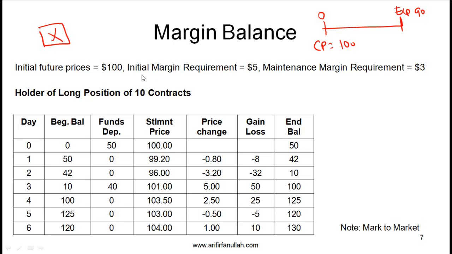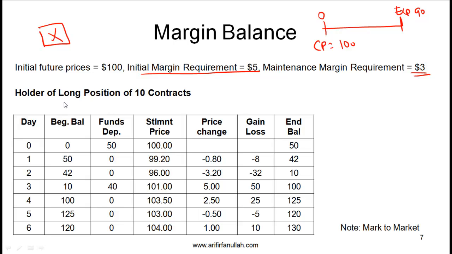If we have an initial margin of 5, this means that on a per contract basis, to get into this trade, you need to post $5 per contract. Maintenance margin of 3, as described earlier, means that if your account comes below $3 per contract, then you need to add money to your account and come back to the initial margin.